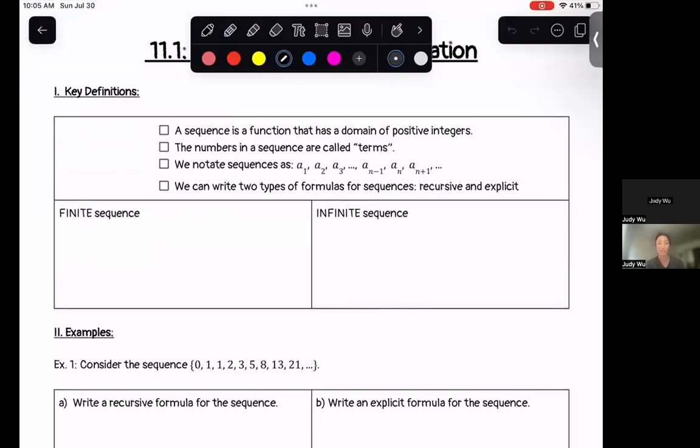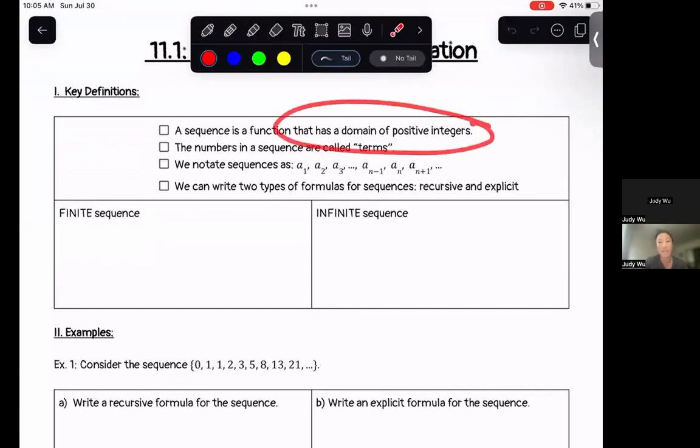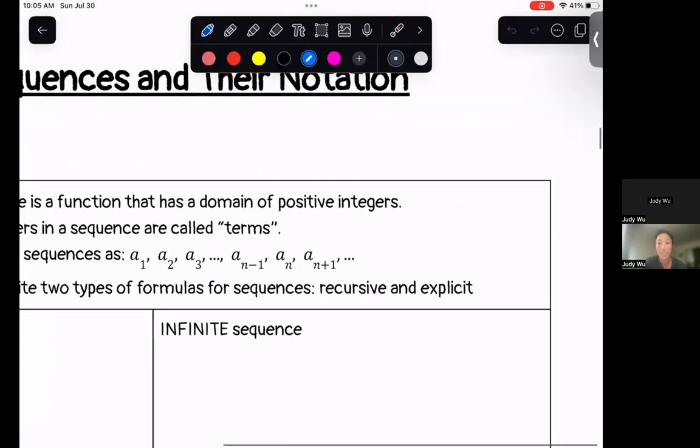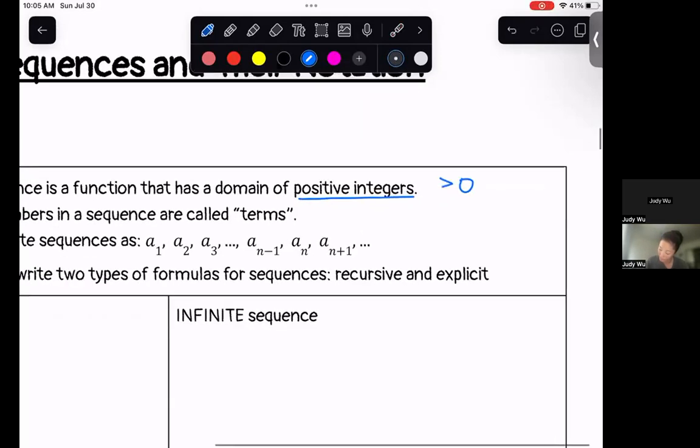A sequence is a function that has a domain of only positive integers. That's going to be really important for us because we're looking for numbers now that are only integers, and in particular, they have to be positive. So all of these domain values have to be greater than 0 and only whole numbers.